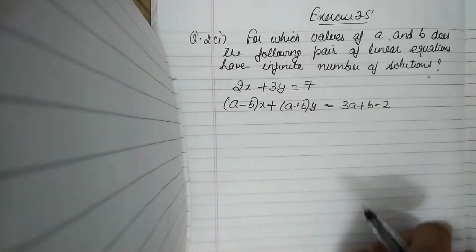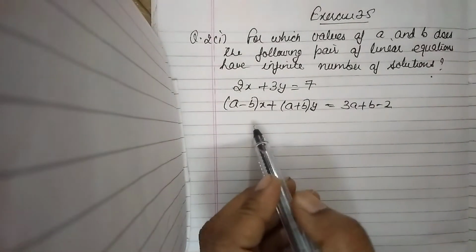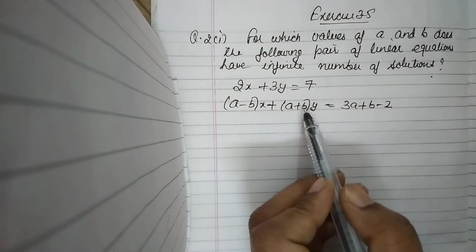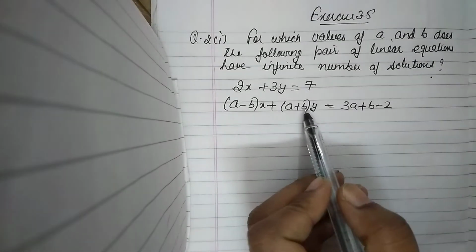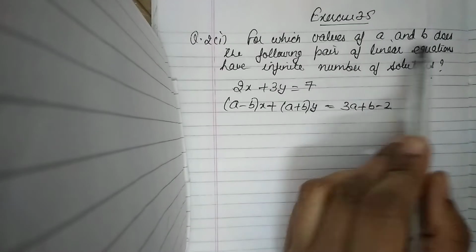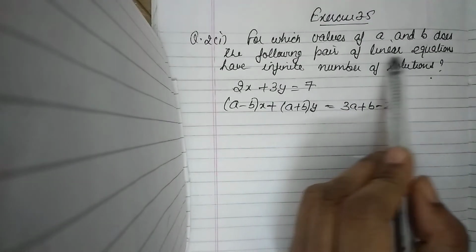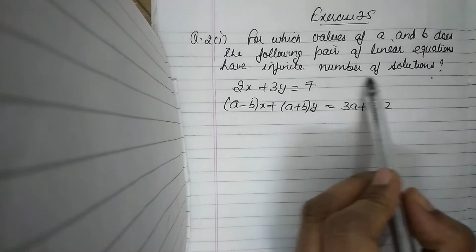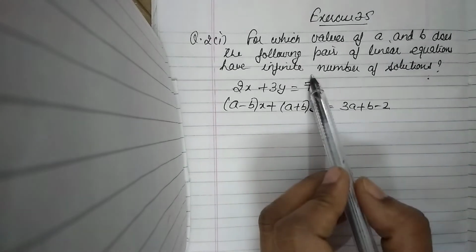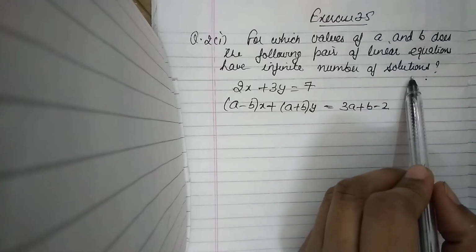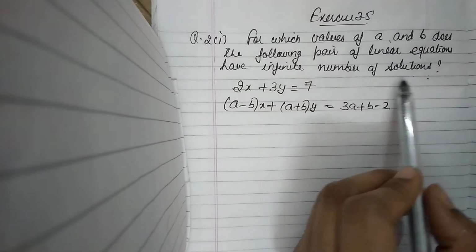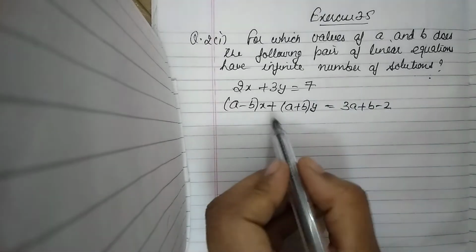Hello dear students, today we will discuss question second part 1 of exercise 3.5. For this, firstly we read the statement. For which value of a and b does the following pair of linear equations have infinite number of solutions? In this question we are given the infinite number of solutions and we have to find the value of a and b. Now let us start the solution of this question.